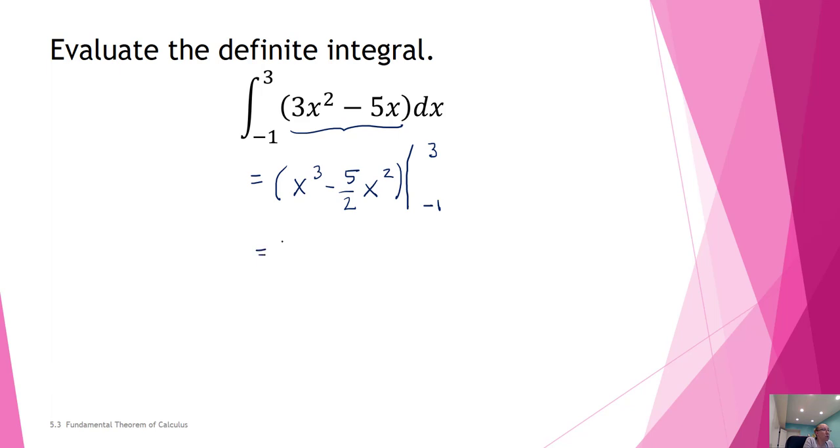Okay, and then I'm just going to plug in. So I'm plugging in 3. So we have 3 to the third minus 5/2 times 3 squared. And then I subtract, and now I'm plugging in -1. -1 to the third minus 5/2 times -1 squared. Now at this point, I think it's perfectly fine just to use your calculator, and this is 8.